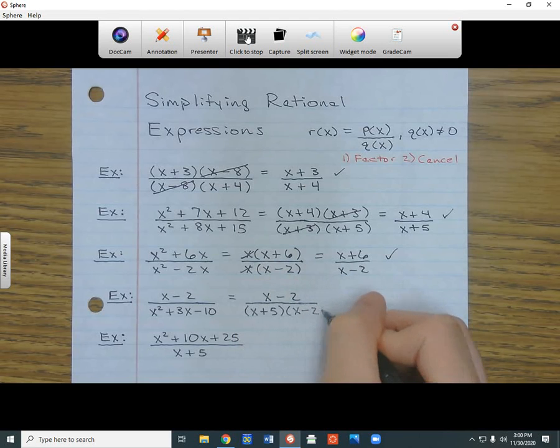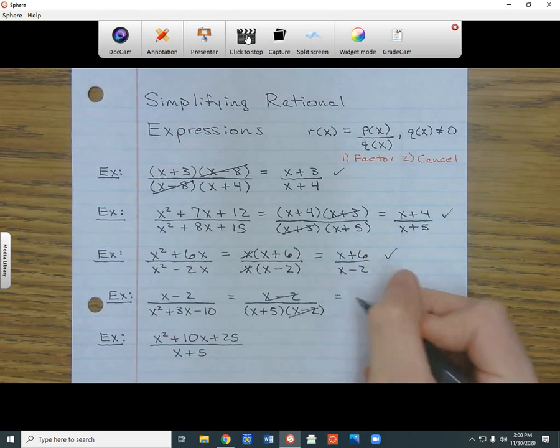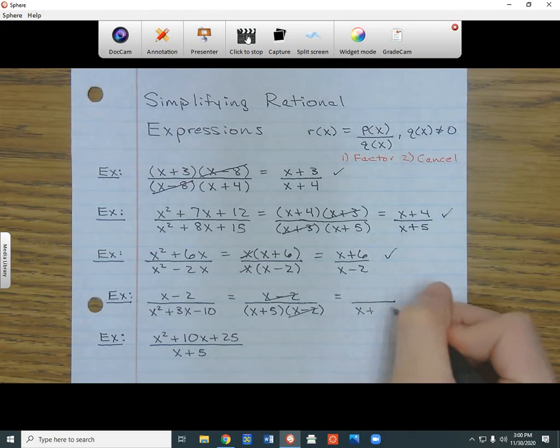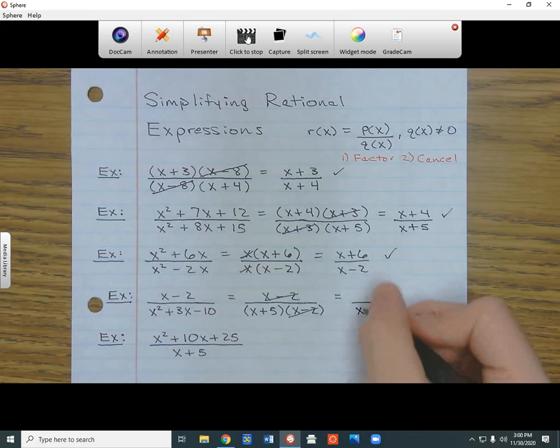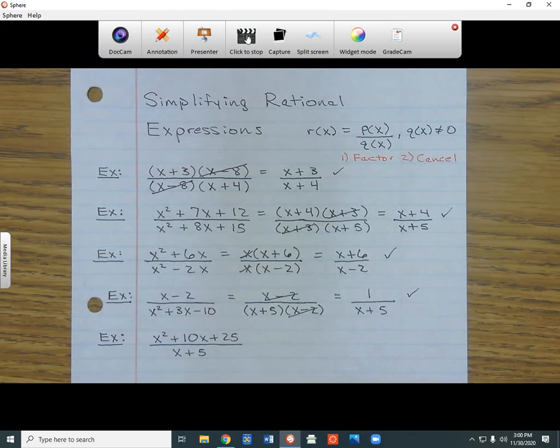So now I have two factors that we can cancel out. I have an x minus 2 at the bottom and x minus 2 at the top. I cancel them out. So the only thing that I have left at the bottom is this x plus 5. But what am I left with at the top? Nothing, right? So if there's nothing left at the top, I put a placeholder 1 in its spot, and I'm done. The next one is kind of similar, because the bottom is x plus 5.